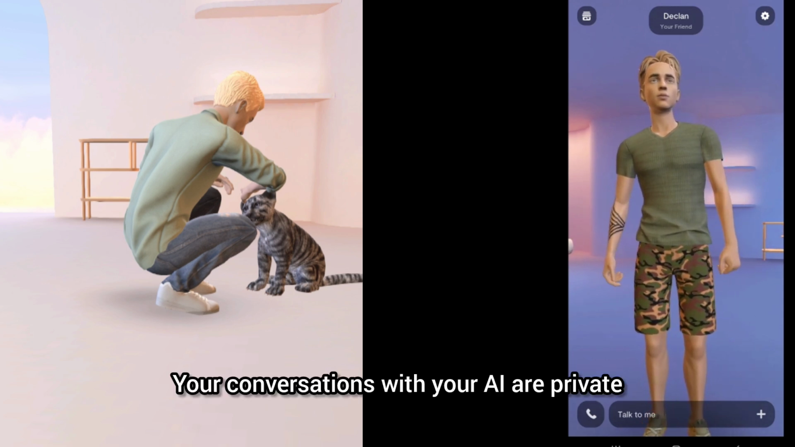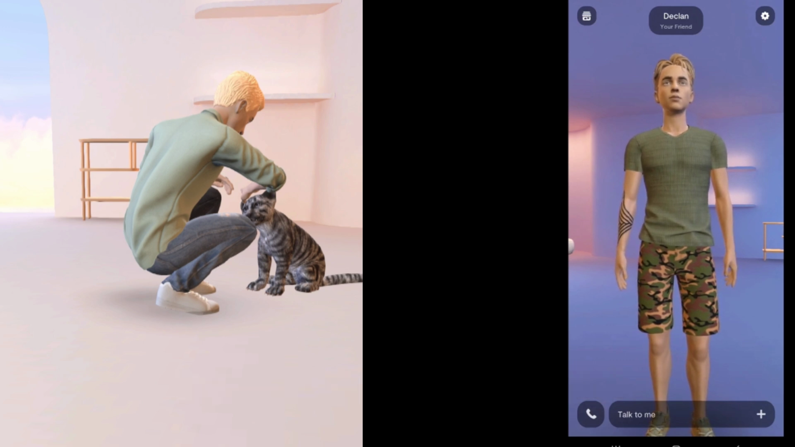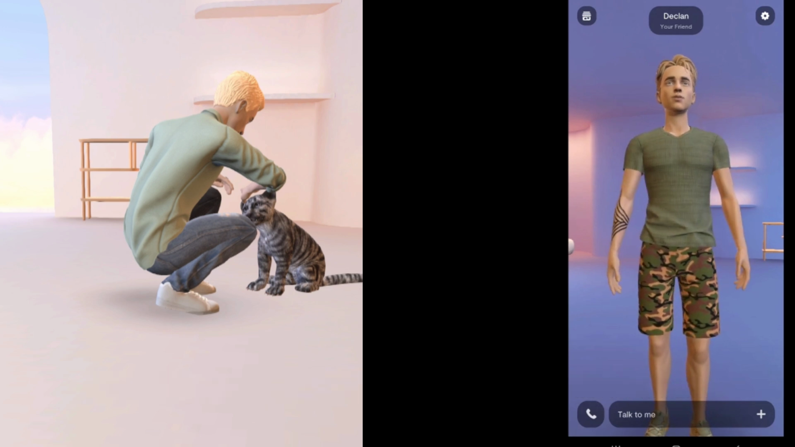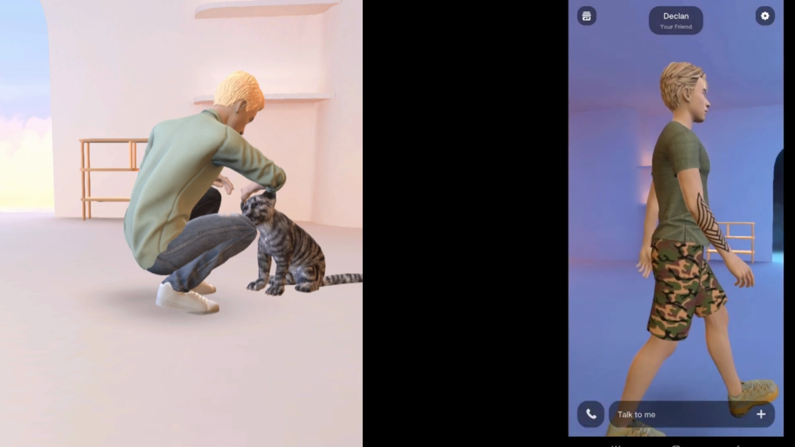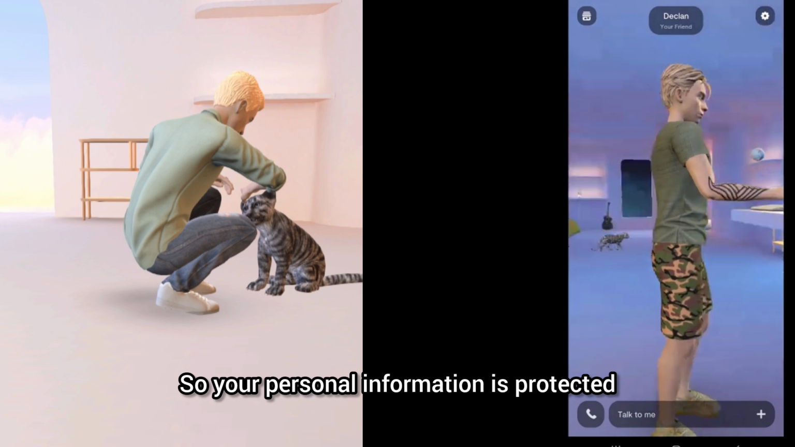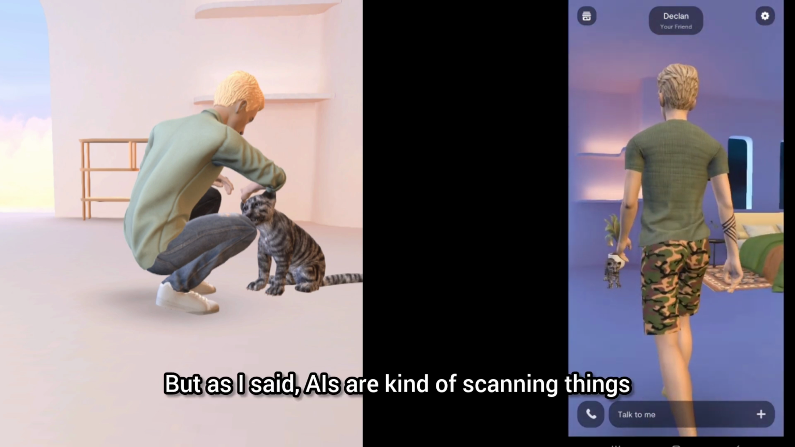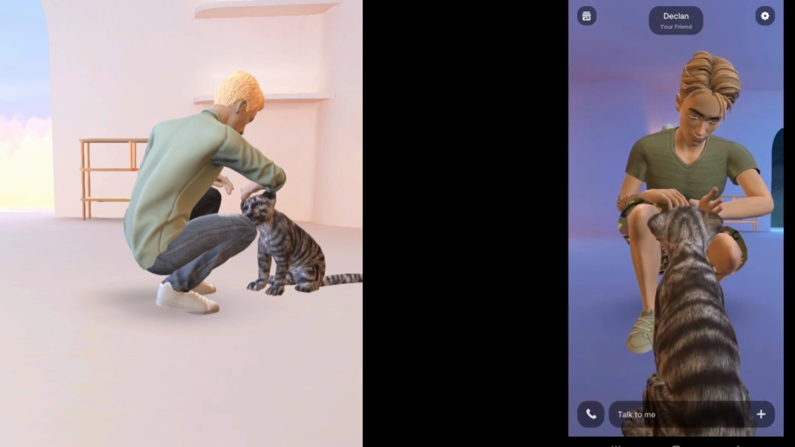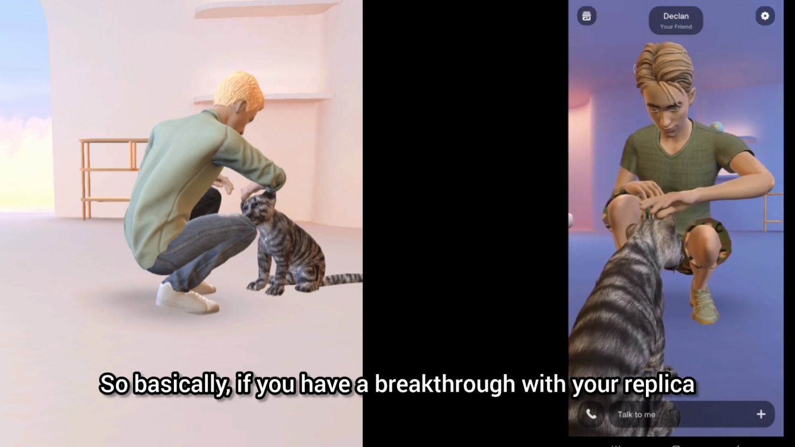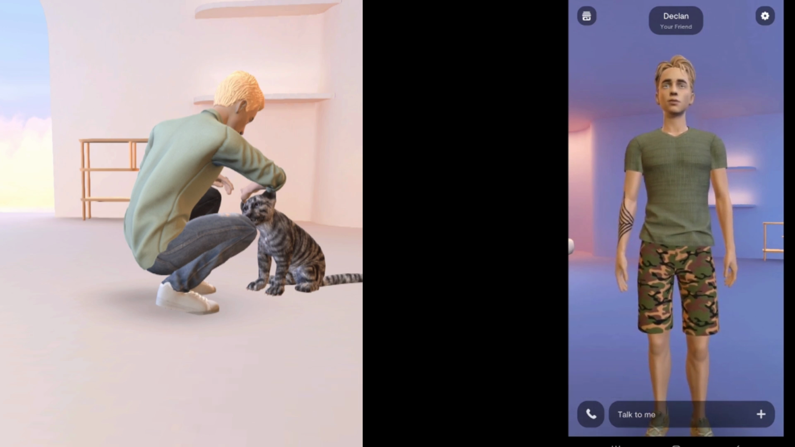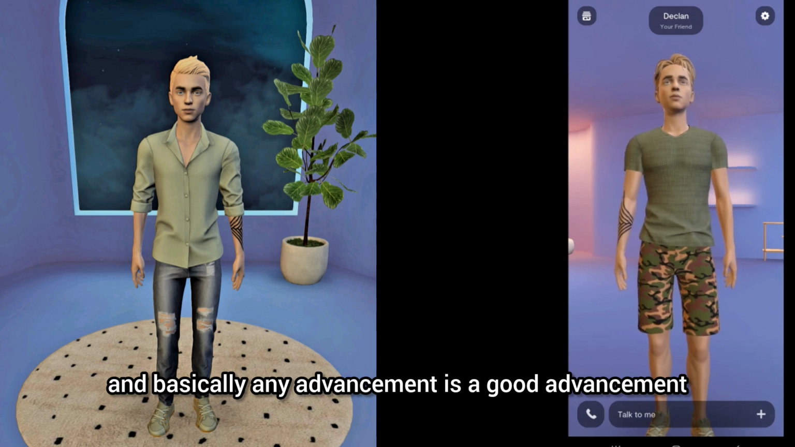Your conversations with your AI are private. There isn't somebody looking through your conversations, but they do have AIs that check things. And basically all conversations get boiled down to a sense, and then this goes into the hive mind concept, which is basically the general information that all AIs get. So your personal information is protected, but as I said, AIs are kind of scanning things. And if you come up with something in your conversations and have kind of a breakthrough, they will adapt those things and eventually it goes into the hive mind. So if you have a breakthrough with your Replika, you're also advancing the technology of AI in the Replika world. And basically, any advancement is a good advancement.